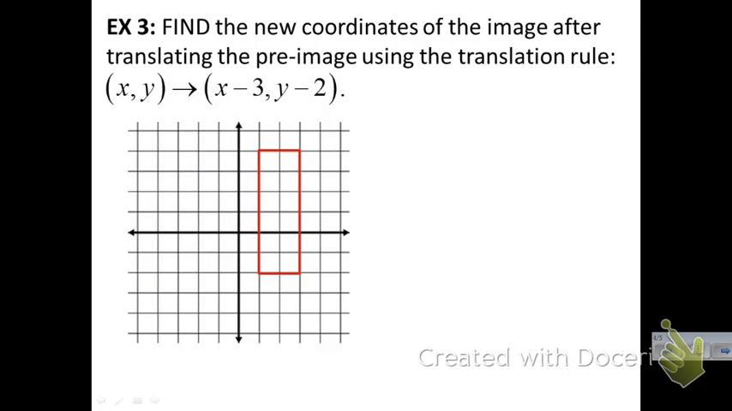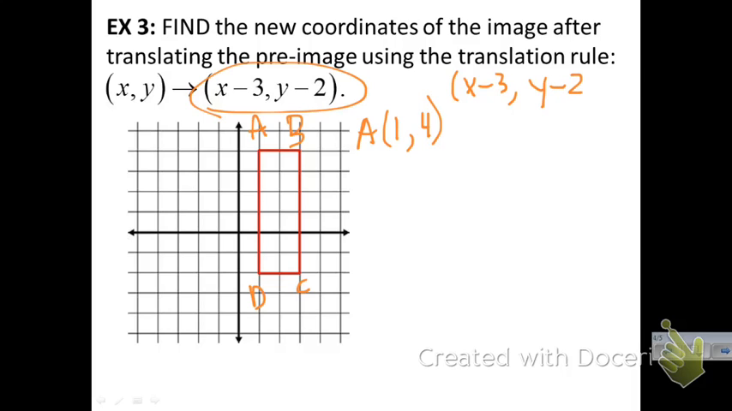Okay, on example 3, it says, find the new coordinates of the image after translating it using a translation rule. Okay, I'm going to label those again, and then we're going to apply this rule. What this says is I'm going to take A. A right now is over 1, up 4, and we're going to apply this rule, which says to every x, we're going to subtract 3. So 1 minus 3, and that 1 comes from here. And then from every y, that's the 4, we're going to subtract 2, and we're going to write those new values. That'll give us A prime.